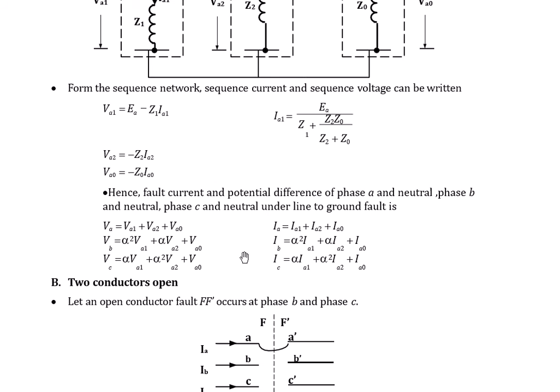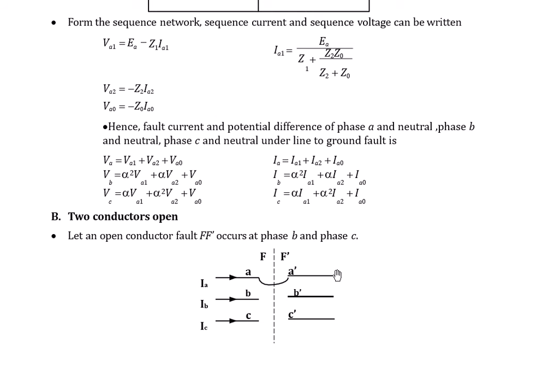So the second case is when two conductors get open. When two conductors get open, what will happen? These two conductors, B and C, are open, and A is in the healthy phase.